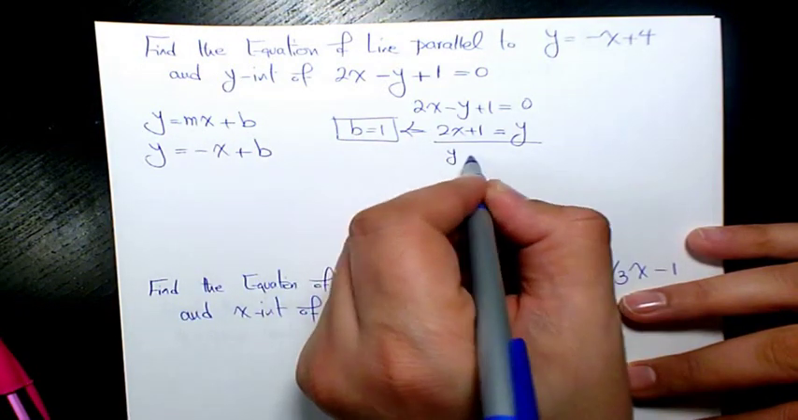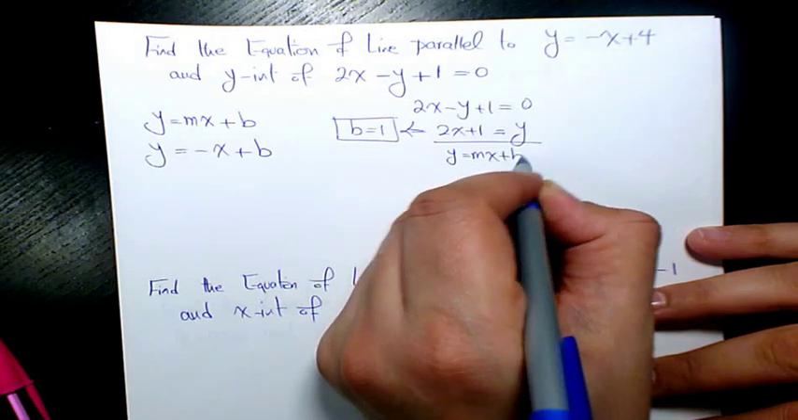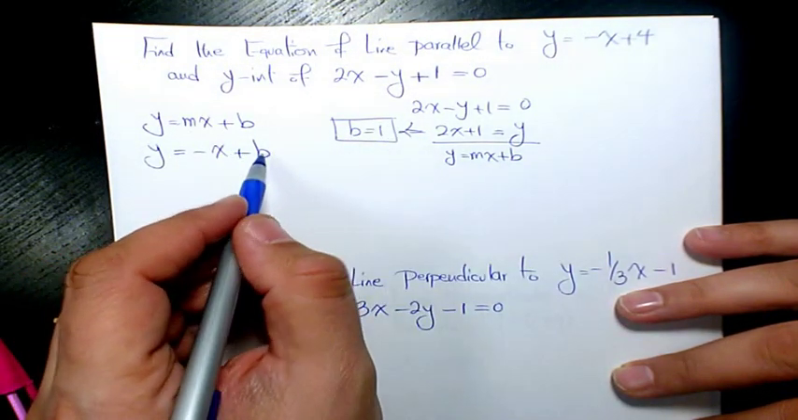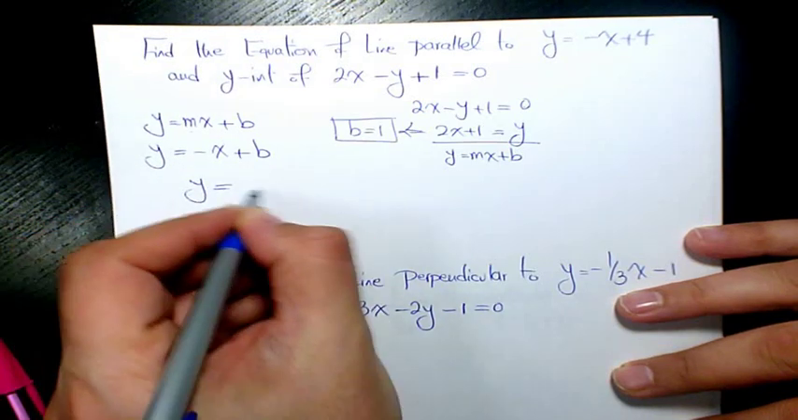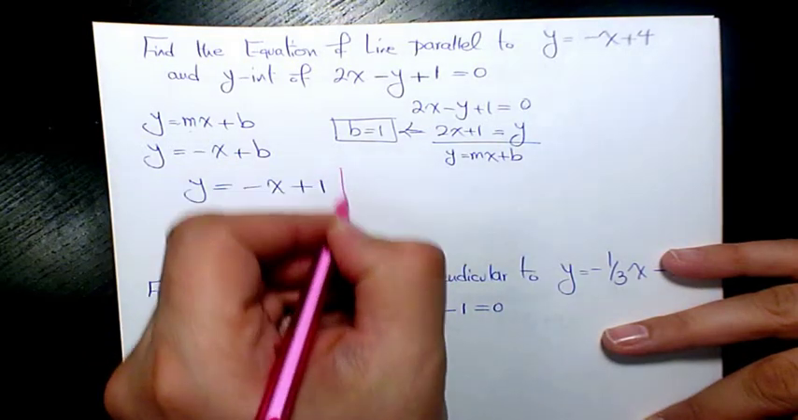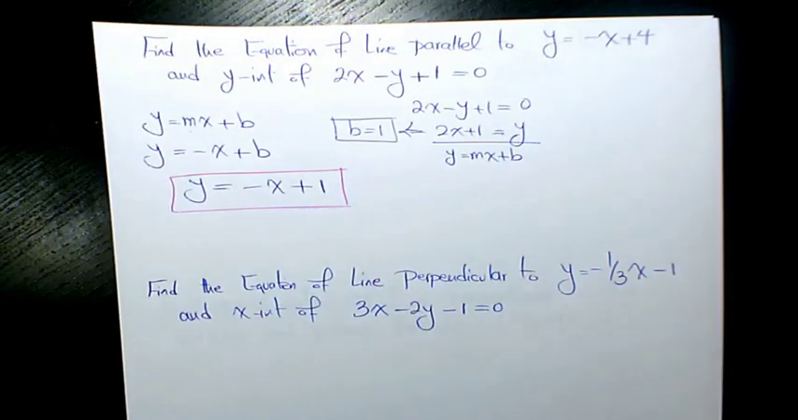If you compare it with the slope-intercept form, b is 1, m is negative 1. So the final formula is going to be y equals negative x plus 1. That's the final equation of the line.